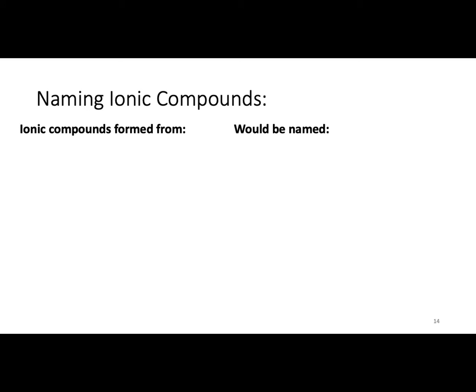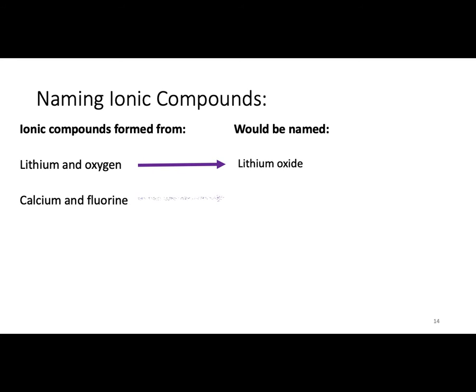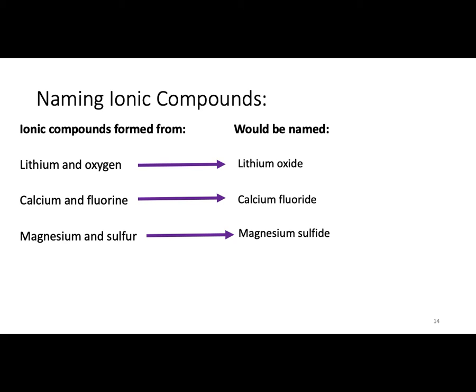Okay, so if you had an ionic compound formed from lithium and oxygen, it would be called lithium oxide. Calcium and fluoride becomes calcium fluoride. Magnesium and sulfur becomes magnesium sulfide. Sometimes you'll see sulfur and sulfide spelled with a PH instead of an F. That's totally fine. It's just a regional difference.